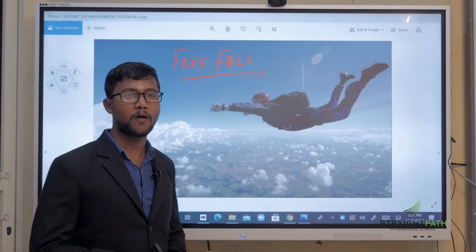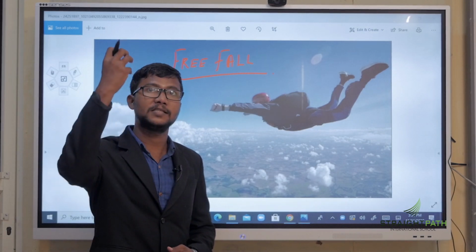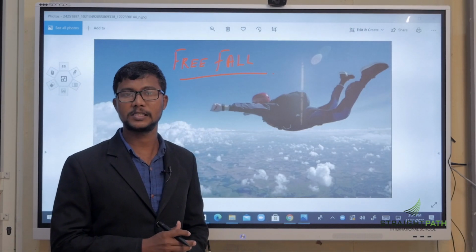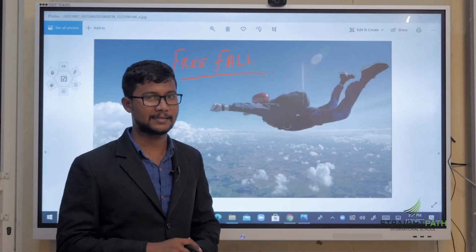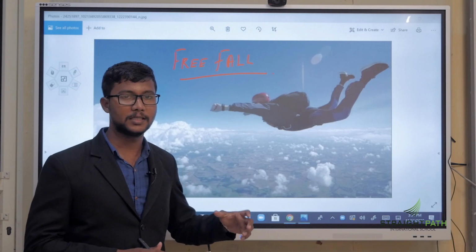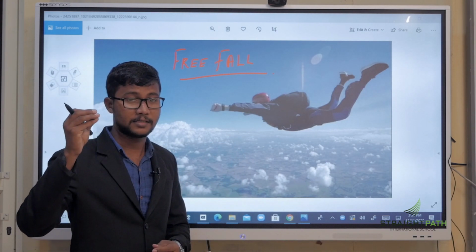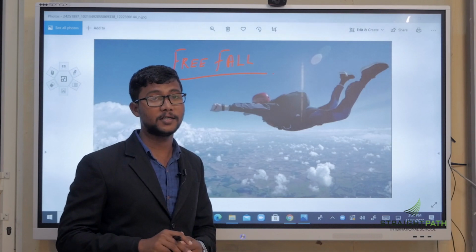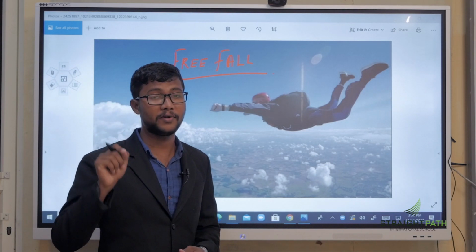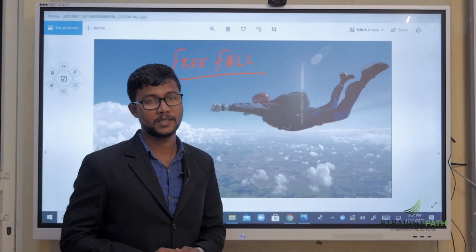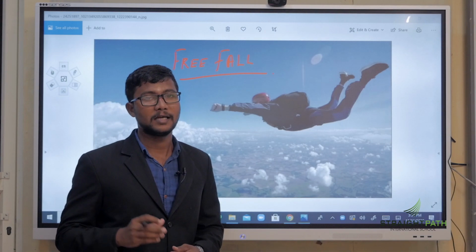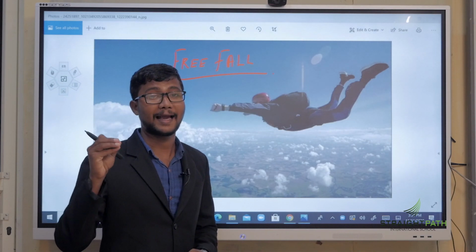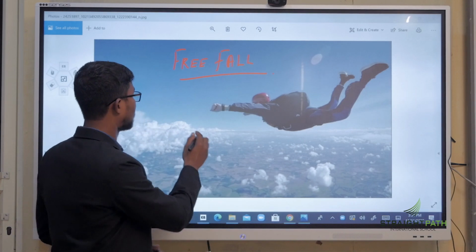We know that during free fall, the object will increase its velocity. When an object is freely falling, its velocity changes. We have studied that change in velocity is called acceleration. So here the object freely falls to the earth only due to the gravitational force and its velocity changes, so we call it acceleration. Here acceleration is due to gravity, so we call it acceleration due to gravity, and it is represented by a small letter g.